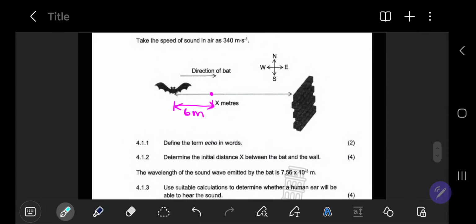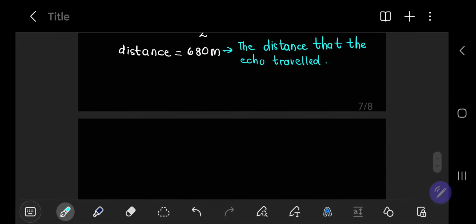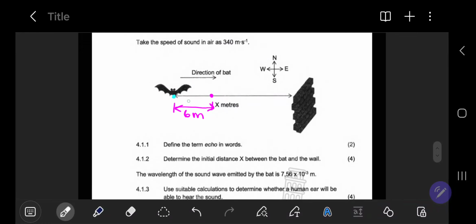Because initially where the bat was at this point, the echo had to travel x meters. So let's write that down. So the echo had to travel x meters. So basically, the echo was emitted, right? And the echo traveled all the way to the wall, which was x meters. Once it hit the wall, it was reflected off. And when it was reflected off, it traveled up to this point.